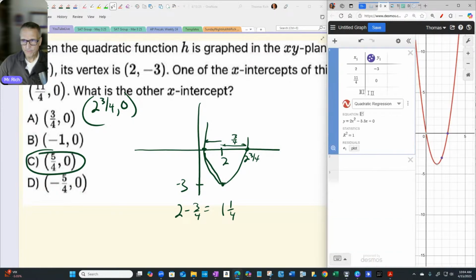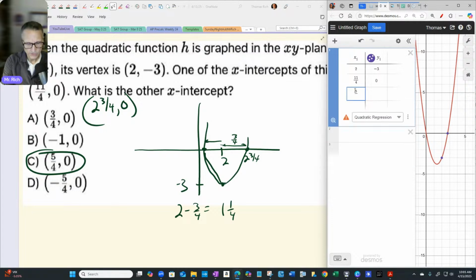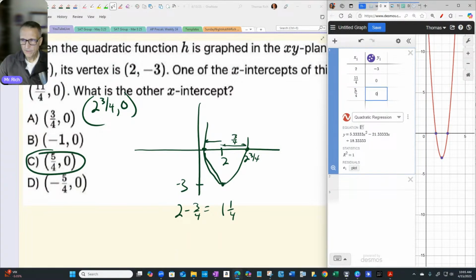So at any rate, just checking the answer, right? One thing I could do is I could check this answer and give it the third point of (5/4, 0). And there's the new one. And you can see there's going to be our vertex at (2, -3). And there's the 2 x-intercepts. And that is my answer.